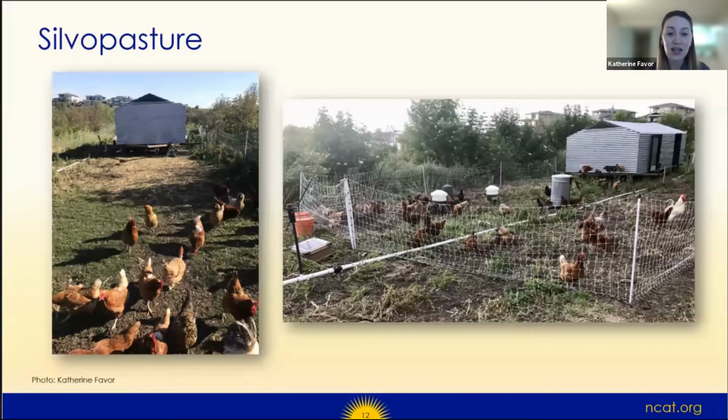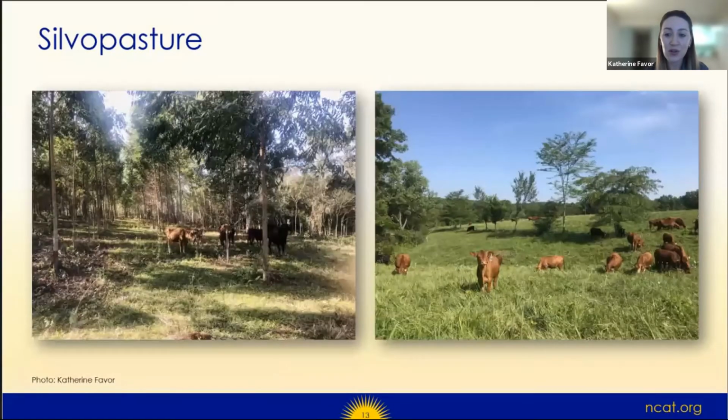So this was a silvopasture system that I worked on in San Diego, and the chickens were rotated between elderberry trees. And the trees are pretty young here, but they'll eventually get bigger and provide some of the shade and protection and even some nutrition for the chickens. More examples.